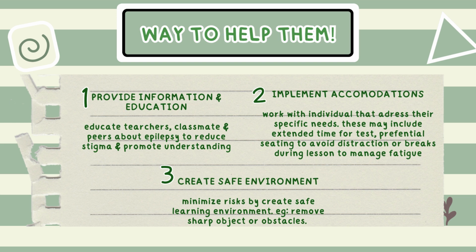So, third is create a safe environment. We should minimize potential risks by creating a safe learning environment. This may involve removing hazards such as sharp objects or obstacles, and ensuring that there is a plan in place to respond to seizures if they occur.